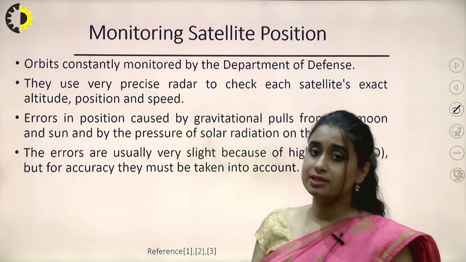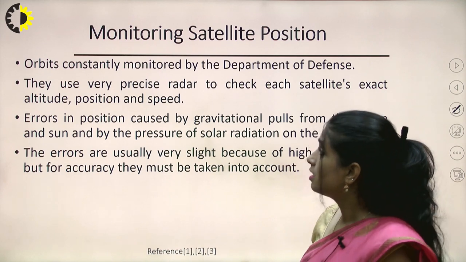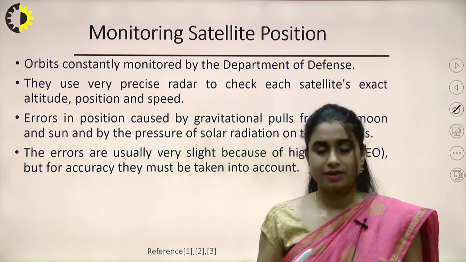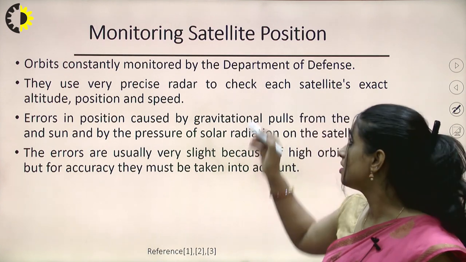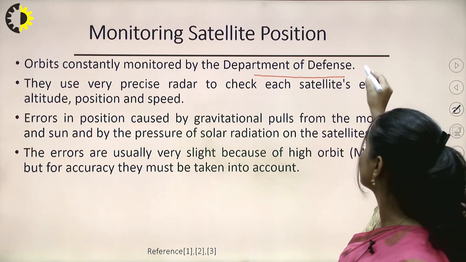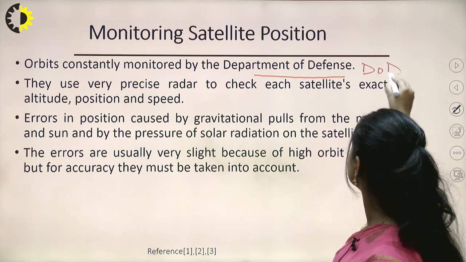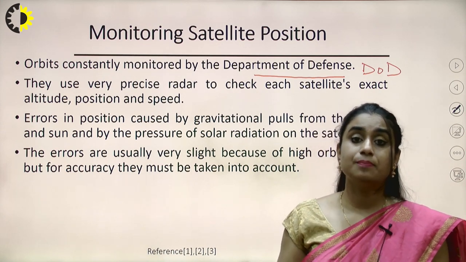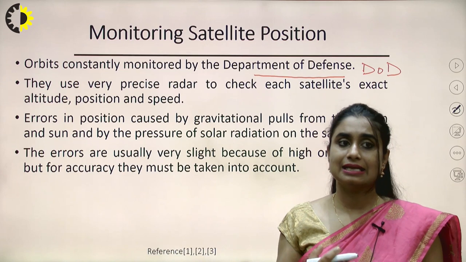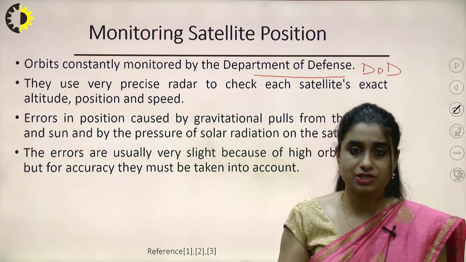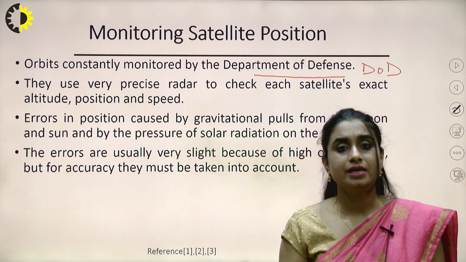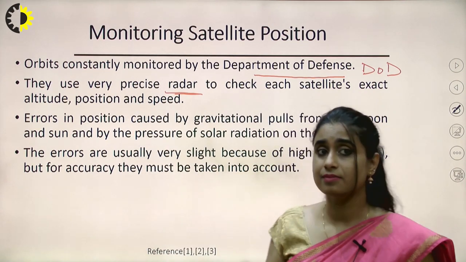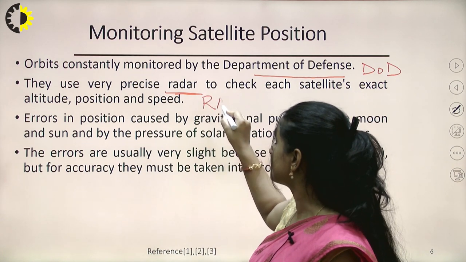So now, how do we monitor satellite position? Orbits are constantly monitored by the Department of Defense, right? There is a particular agency of government, which is the DOD. DOD continuously works in this direction. They use very precise radar to check each satellite's exact altitude, position, and speed, right? So we have to use expensive and precise radar for the same.